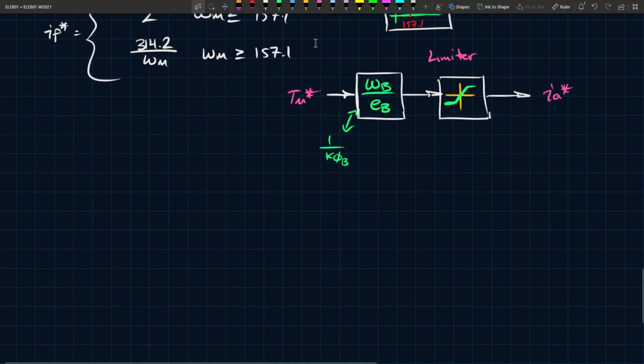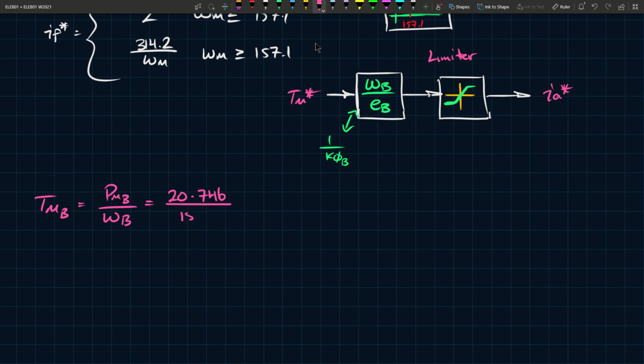So what's next is we'll look at the rated armature current. We're going to take the torque, Tm sub b, equal to Pm sub b divided by omega b. And this is 20 horsepower. To convert 20 horsepower into watts, you use 746, that's the conversion factor. Omega b we said is 157.1. And this is approximately 95 Newton meters. So this is the rated torque.